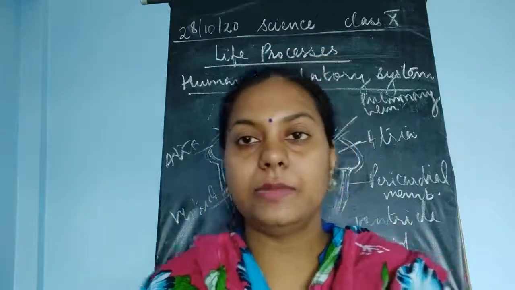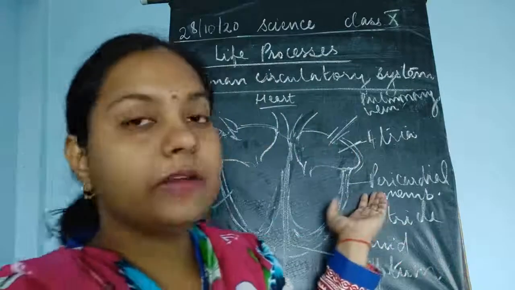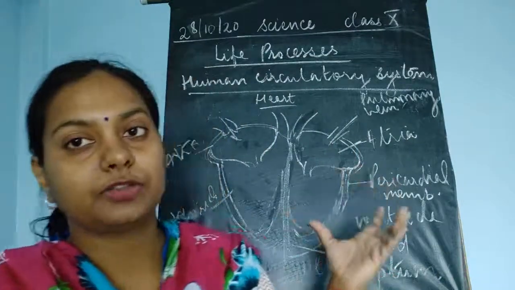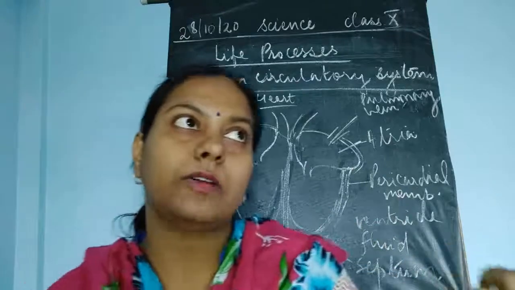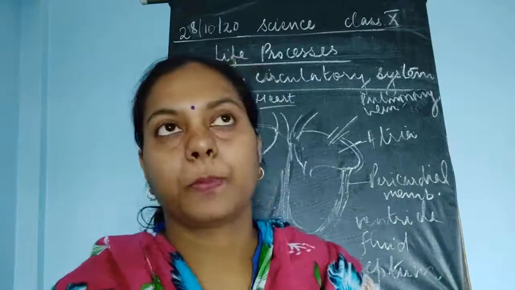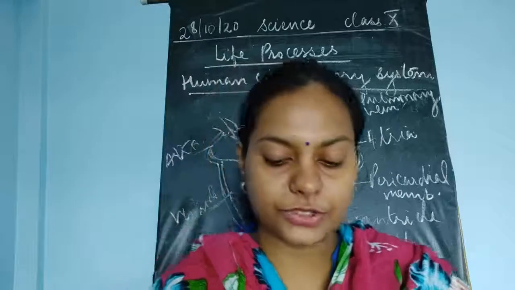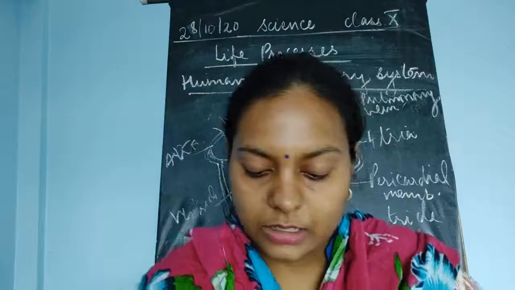What is the pericardial membrane? The pericardial membrane is the membrane which helps in the protection of the heart, and also it is going to absorb the shock. It is acting as a shock absorber, so that injury should not be caused.